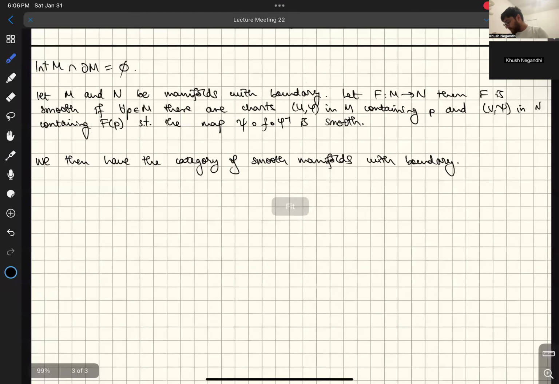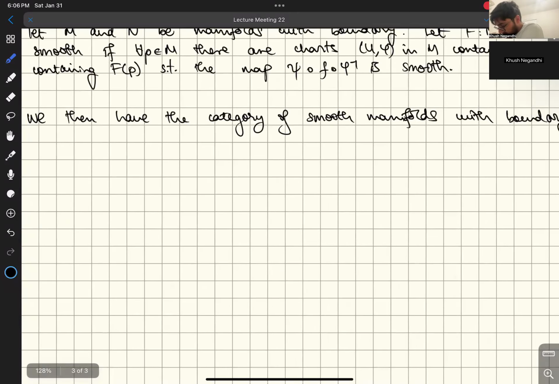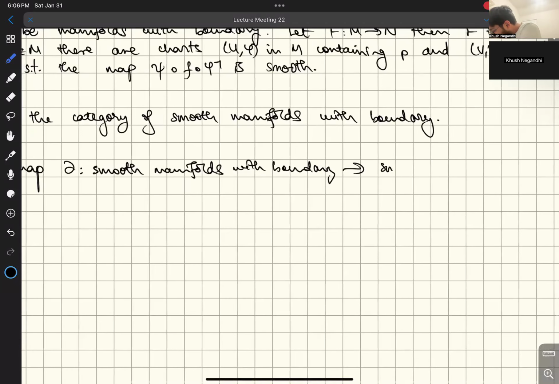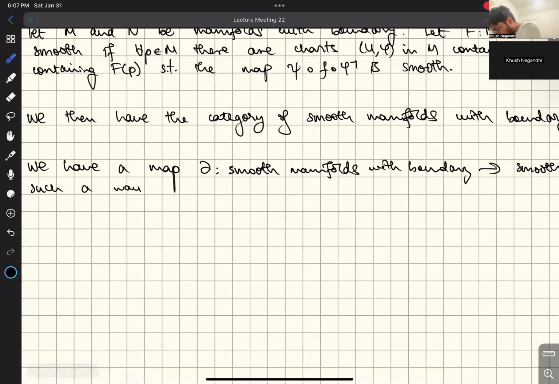One interesting thing to note is that we now have a map from the space of smooth manifolds with boundary into the space of smooth manifolds without boundary, right? So we have a map that I'll call del. It takes smooth manifolds with boundary into smooth manifolds, in such a way that taking the boundary of the boundary of M is empty.